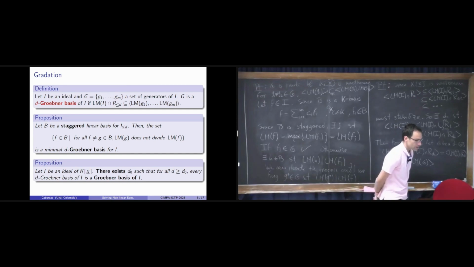Sir, I want to ask something. Hello? Yes, please do. Below the sentence must stabilize, so there exists D0 such that the ideal generated by the leading monomial of I equals the ideal generated by the leading monomial of I intersect that union.